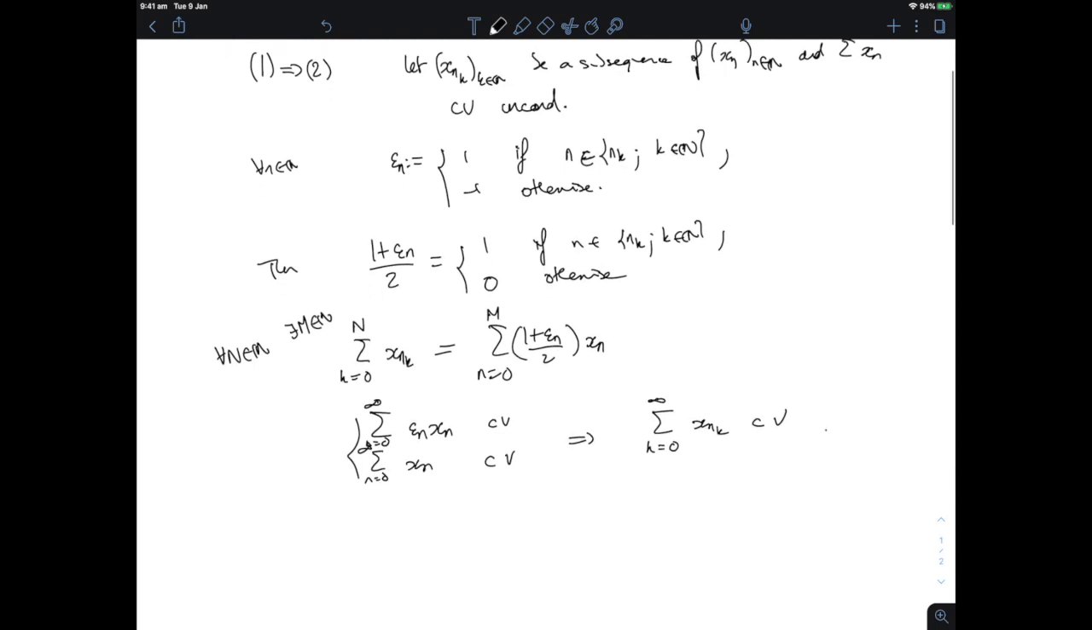Now let's go in the other direction and prove that 2 implies 1. So for 2 implies 1, I know that over every subsequence I'm converging, and I have to show that this implies unconditional convergence. So I give myself a choice of signs, a sequence of plus or minus 1s. And then you define a set A to be the set of all those n's for which your epsilon_n is plus 1, say.